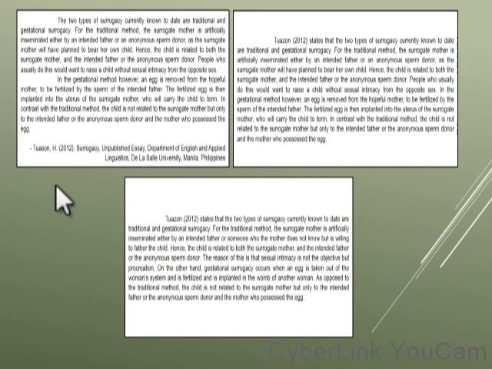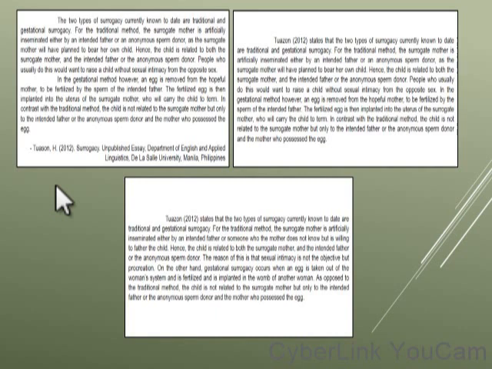In the gestational method, however, an egg is removed from the hopeful mother to be fertilized by the sperm of the intended father. The fertilized egg is then implanted into the uterus of the surrogate mother, who will carry the child to term. In contrast with the traditional method, the child is not related to the surrogate mother, but only to the intended father or the anonymous sperm donor and the mother who possessed the egg. Watson H. 2012, Surrogacy, Unpublished Essay, Department of English and Applied Linguistics, De La Salle University, Manila, Philippines.